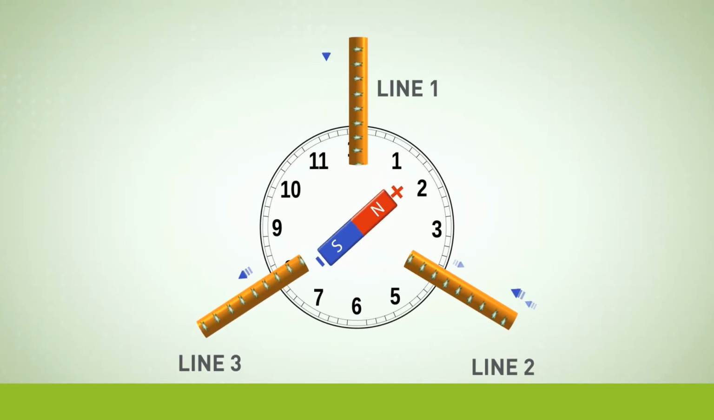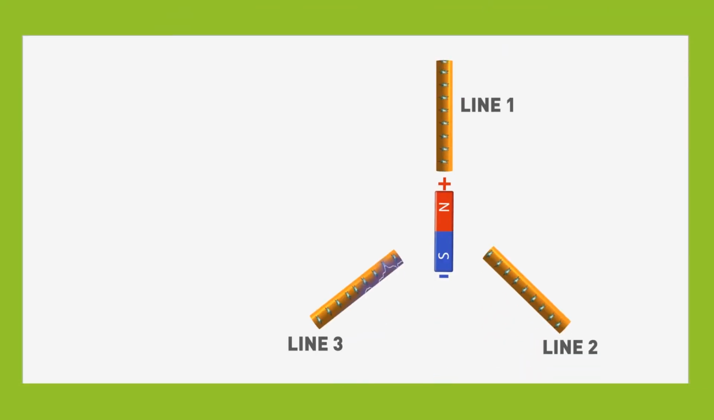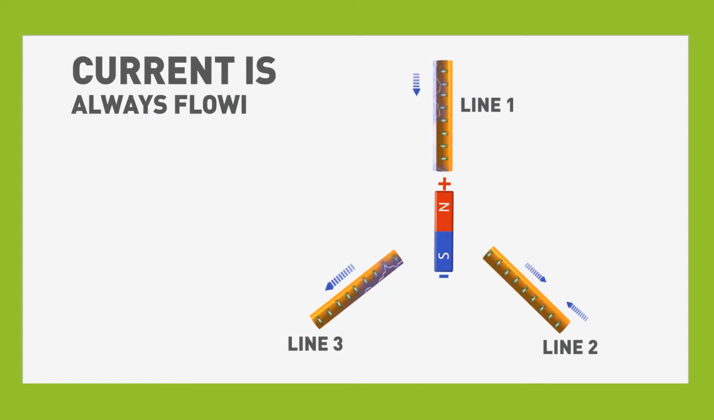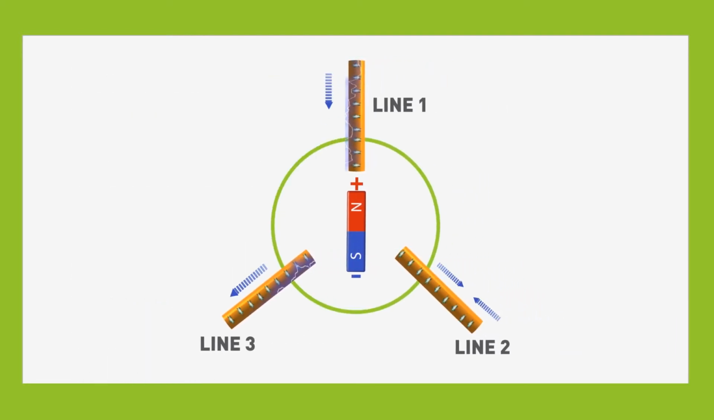When the magnet's north pole faces 2 o'clock, then line 1 and 2 are affected by the north pole, but the south pole is directly opposite line 3, so it's now at peak current. At 3 o'clock, the magnet is perpendicular to line 1, so electrons stop moving, but line 2 is affected by the north pole and line 3 is affected by the south pole, so current is flowing in lines 2 and 3. Hopefully this example shows you how at any time current is always flowing in at least two lines. It also shows the relationship between the three lines as the magnet spins in a circle.